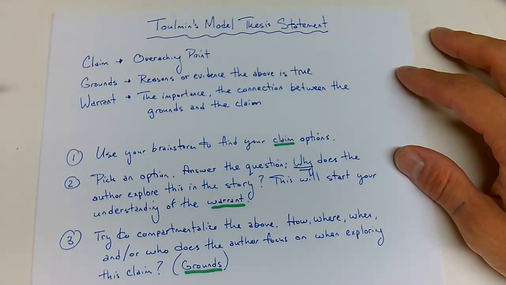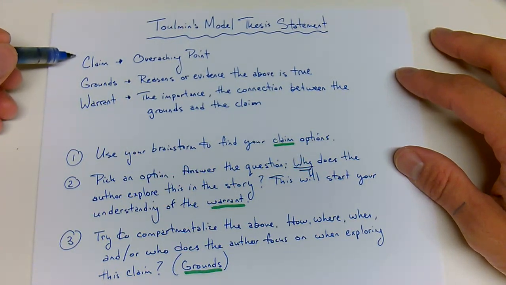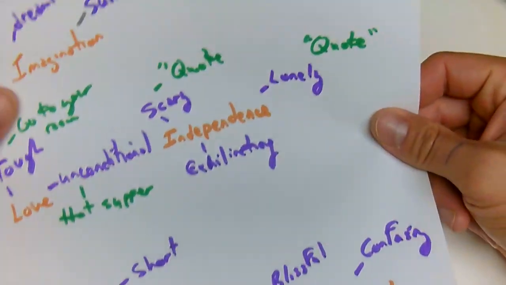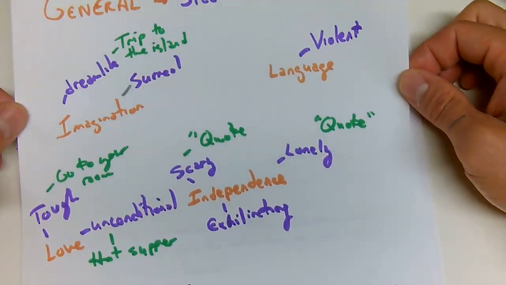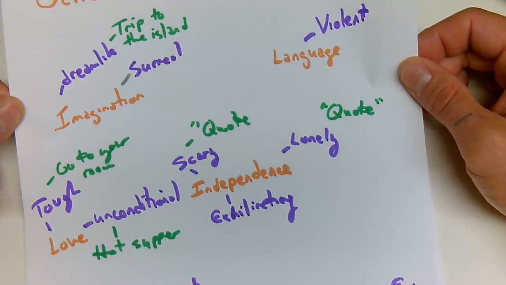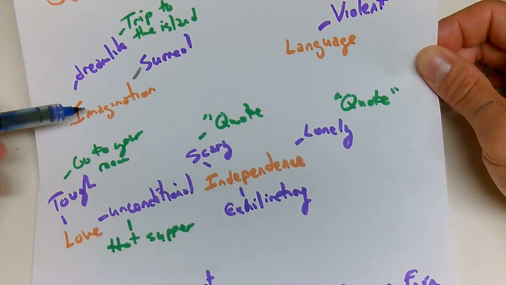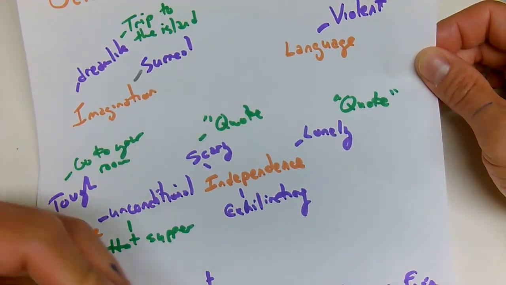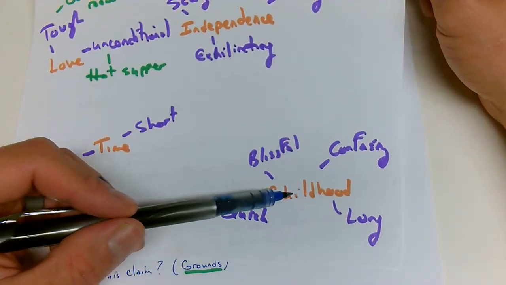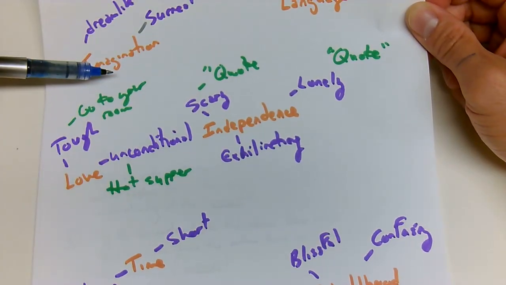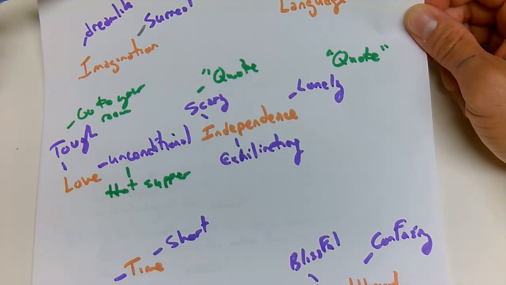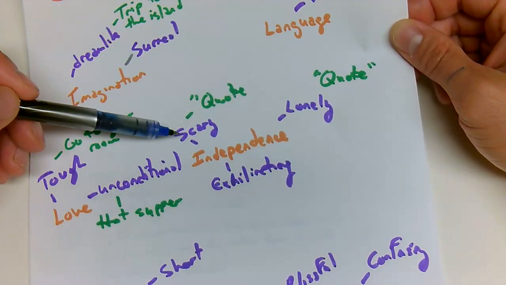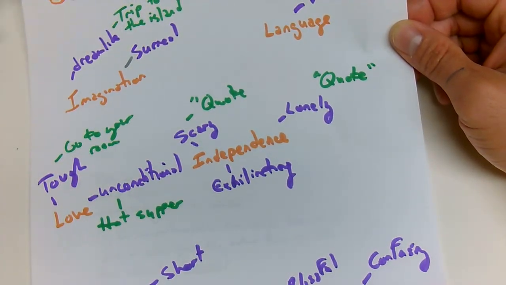So the first thing we're going to do is use our brainstorm to find our claim. So we're going to take a look at our brainstorm. And all of these general ideas that I have in orange are going to be my claim options. So I have imagination, language, independence, love, time, and childhood. I recommend using these just for starters, because a claim is a general point that we're making, that these things are present in the novel in some sort of way.